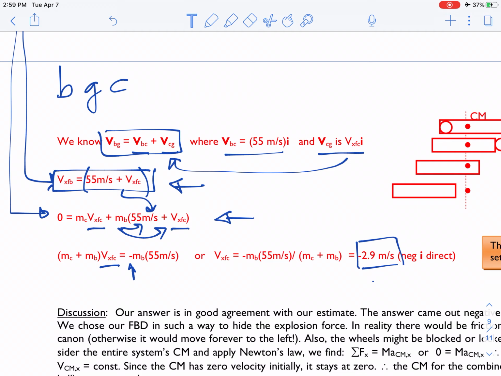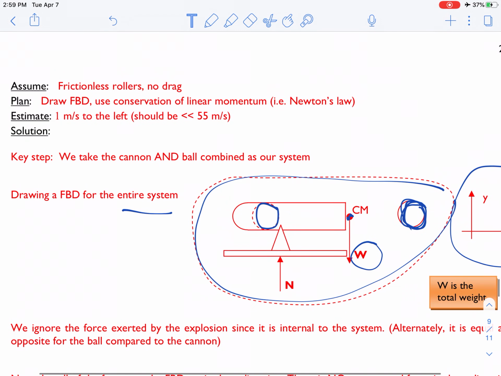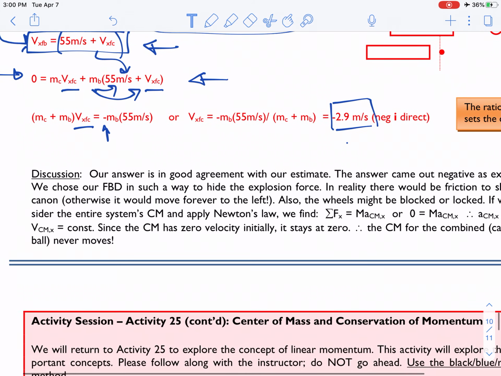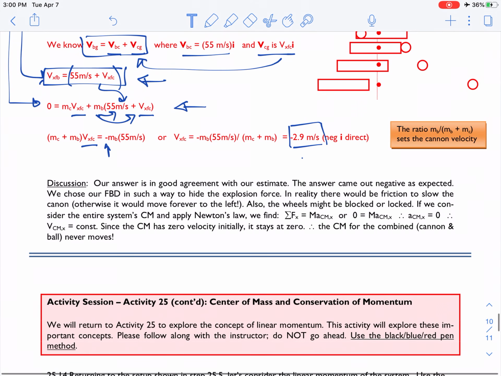It is negative, and that makes sense, because the ball is going to the right side, the positive direction. The cannon is going to recoil the other way, along the negative direction. And that makes sense, so that the center of mass point doesn't change. It still stays the same. So if we go to the bottom as a discussion, our answers are in good agreement with our estimate, and the answer comes out negative as expected because it moves to the left.